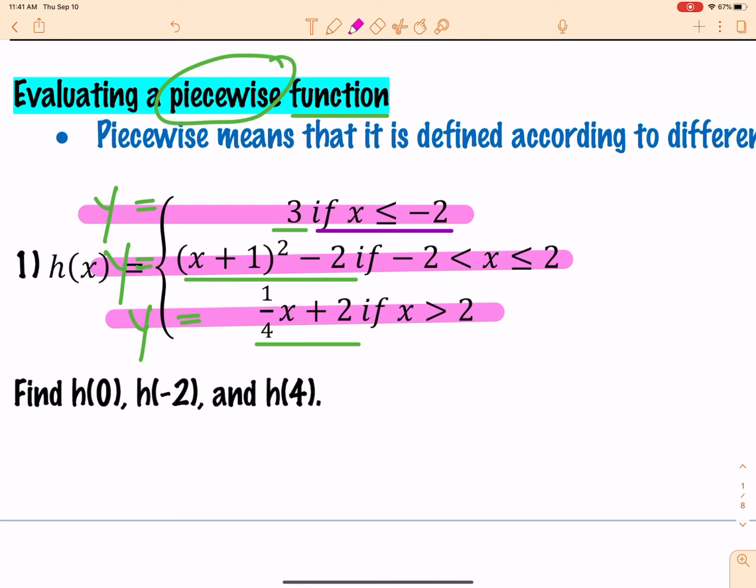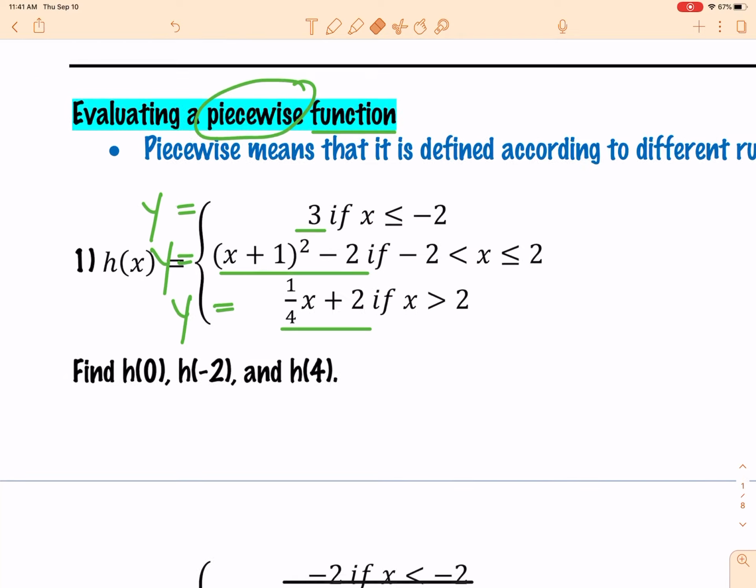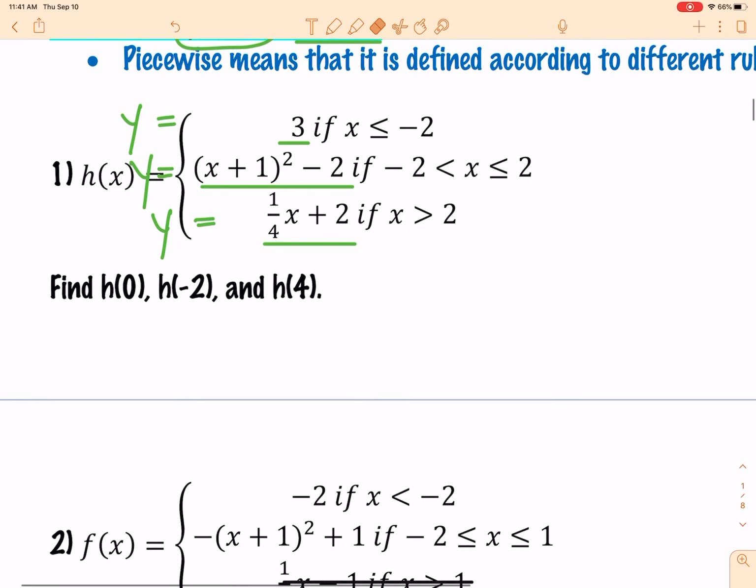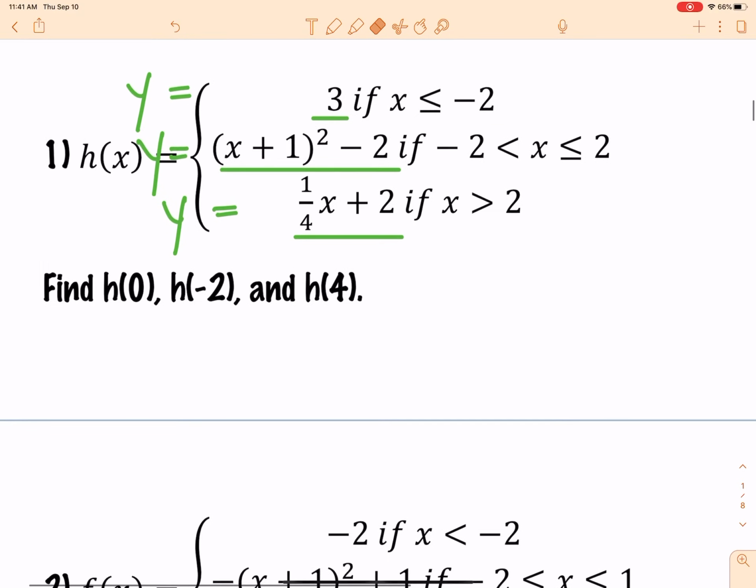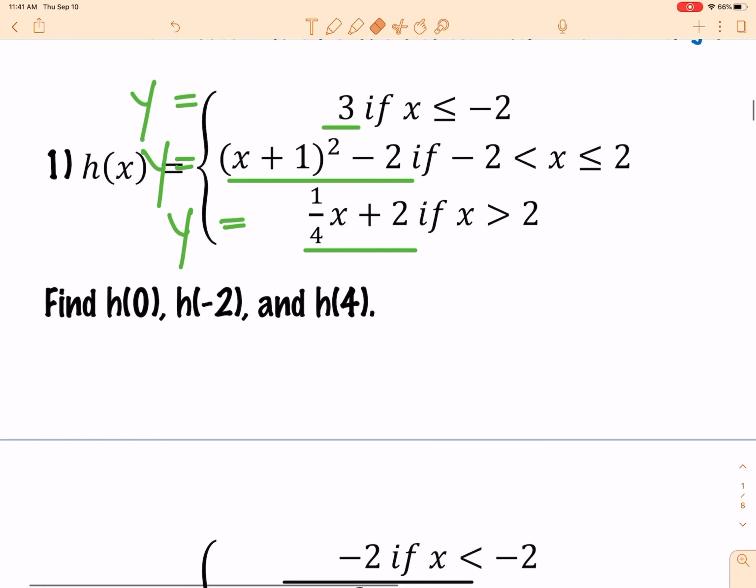So this tells you where on the graph these graphs will appear. But we're going to learn how to graph that. That's our main concept today. But first off, we're starting off with just evaluating. So it says find h of 0, find h of -2, and h of 4, because this is an h of x function.